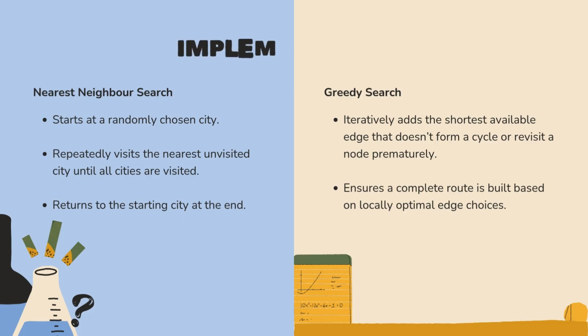Moving on to our implementation, we'll be using the nearest neighbor search and the greedy search. The nearest neighbor search starts at a randomly chosen city, repeatedly visits the nearest unvisited city until all of the cities are visited, and then returns to the starting point. While the greedy search iteratively adds the shortest available edge that doesn't form a cycle or revisit a node prematurely, and also ensures a complete route is built based on locally optimal edge choices.